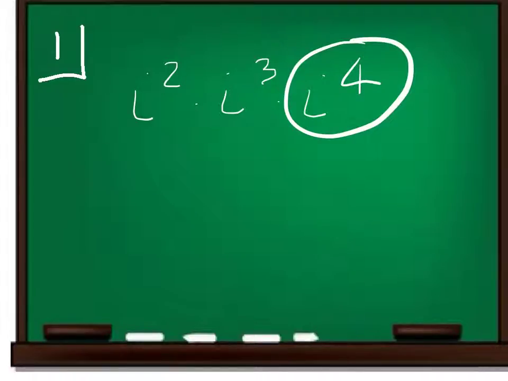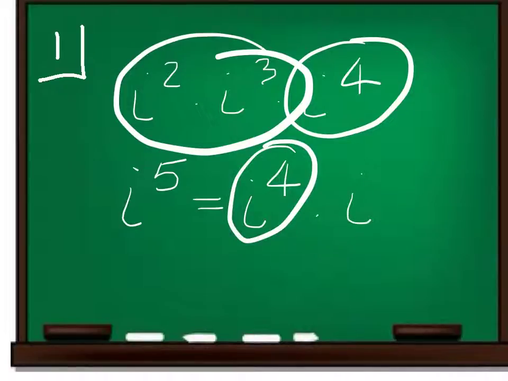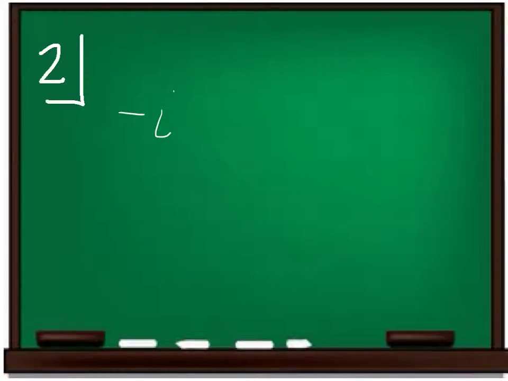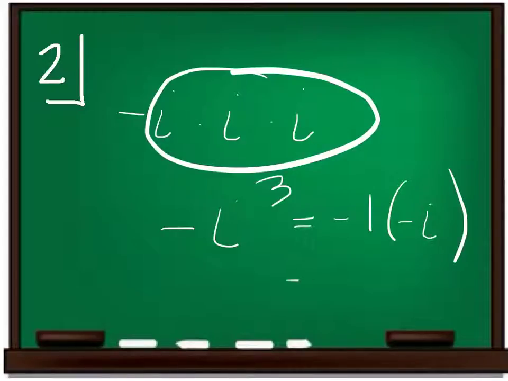Well, this is i to the fourth, that's 1. That's i to the fifth, but remember, i to the fifth is i to the fourth times i. i to the fourth is 1, so you're just left with i. You have 3 i's multiplied together, so that's i to the third, but you have a negative sign out there. So that would be the same thing as -1 times negative i. Makes it a positive i.